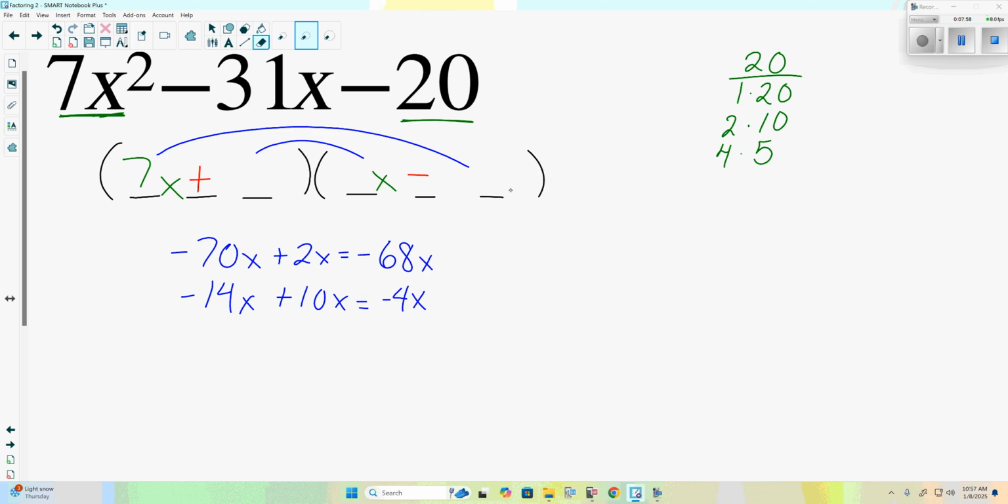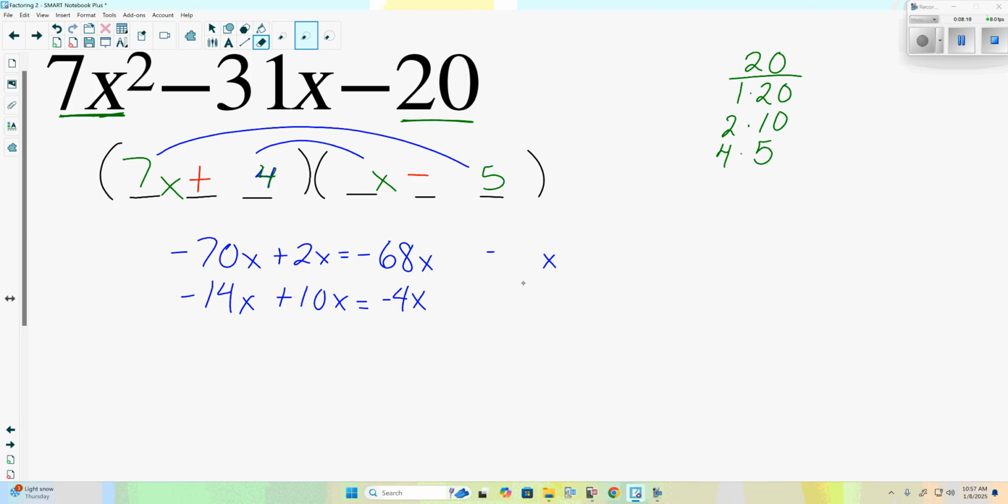Four and 5. Colors. 4, 5. And we can try this again. 7x times negative 5 is going to be negative 35x, not 45.